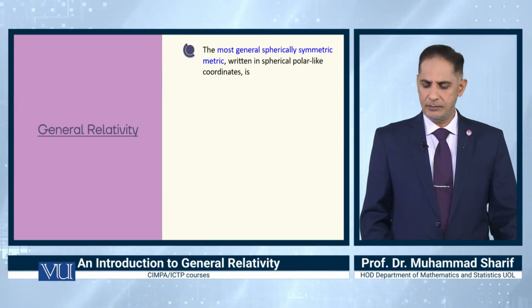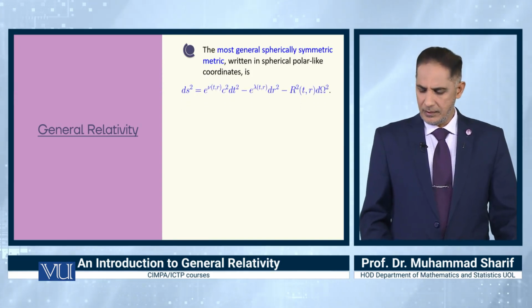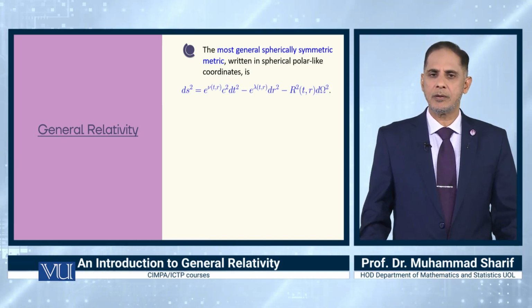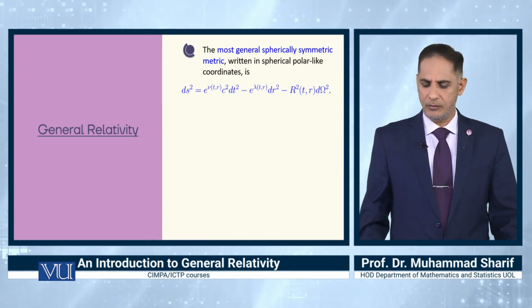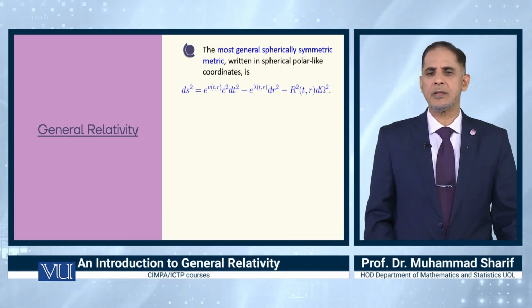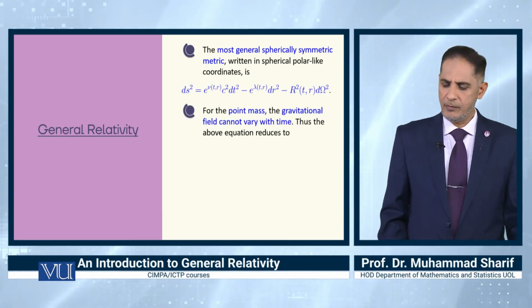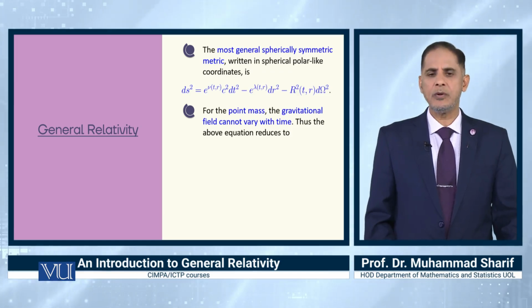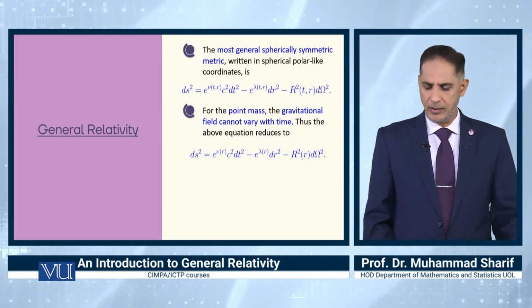Mathematically, we can write the most general spherically symmetric metric as follows. Here you can see nu, lambda, r are general functions which depend on time and space coordinates. Here obviously r, theta, phi are the spherical polar coordinates. Now, for the point mass, the gravitational field cannot vary with time. This means we need to consider these arbitrary functions as time independent. So, the metric reduces to this form.